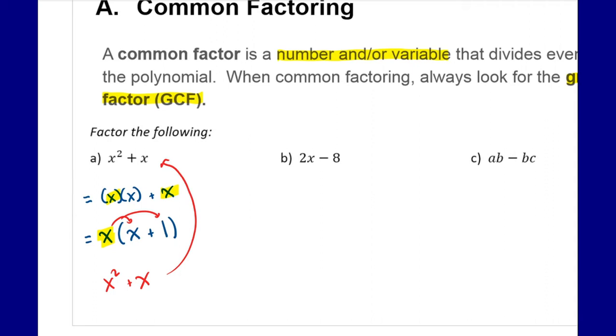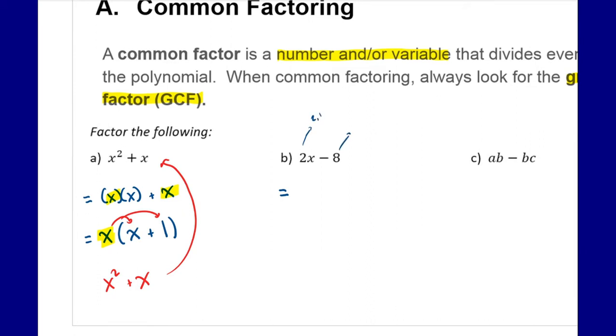If I look at b, 2x minus 8, well, there are no x's or variables that are in both terms, so there's not going to be a variable. So now let's look at the numbers. Well, I have 2. What are the factors of 2? Or basically, what numbers multiply to give us 2? Well, the numbers that multiply to give us 2 are 2 and 1.